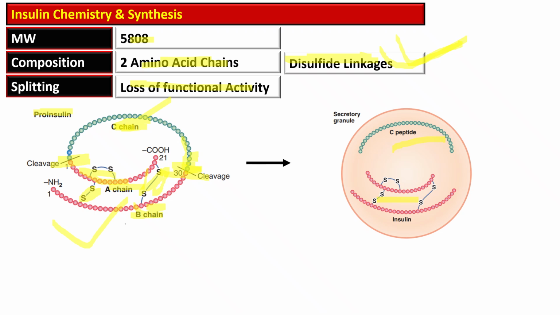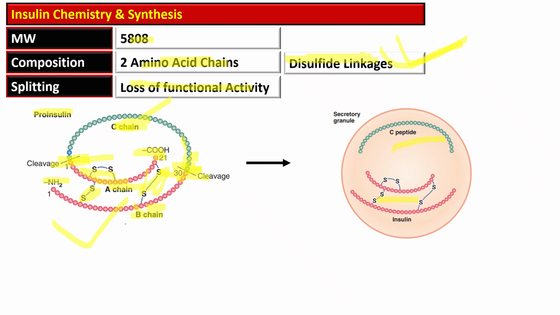This NH2 is indicating the amino terminus of the B chain, and COOH over here is indicating the carboxyl terminus of the A chain. There is a number 1 to 30 for the B chain, and there is number 1 to 21 for the A chain. These are showing the number of amino acids that are present in each chain.